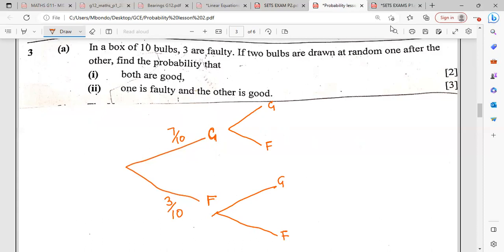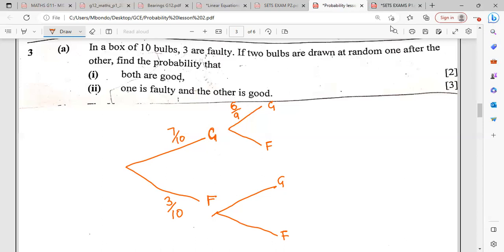So, what does this mean? If I come here, what I'm asking you is, if the first bulb that was picked was a good bulb, what is the probability that the second one is also going to be a good bulb? There were 7 good bulbs. If we removed 1, we remain with 6 good bulbs, and also the total number of bulbs in the box has reduced from 10 to 9.